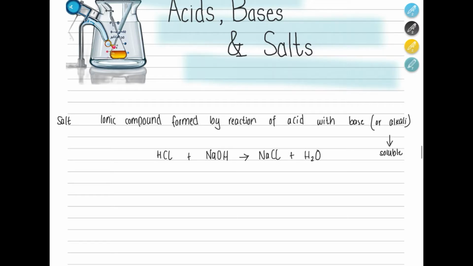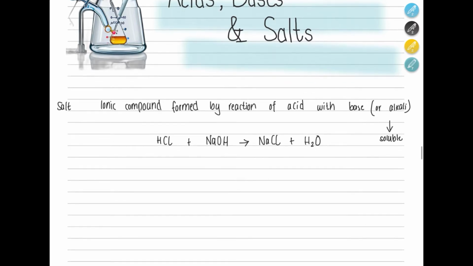Remember, when you're naming salts, you have to take the positive, Na+, the cation from the base, and the anion, Cl-, from the acid. Okay, so this will form your ionic compound of salt, of sodium chloride.